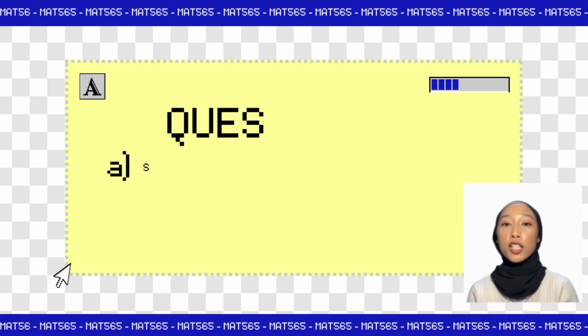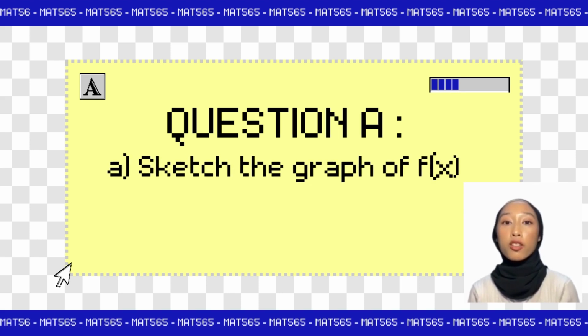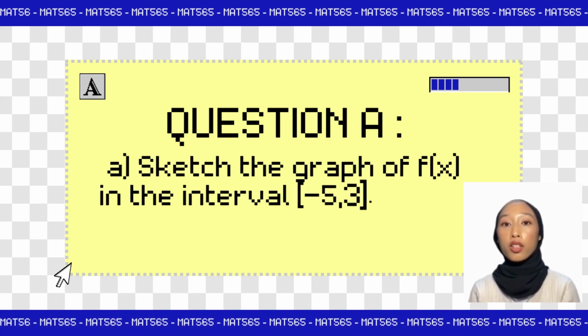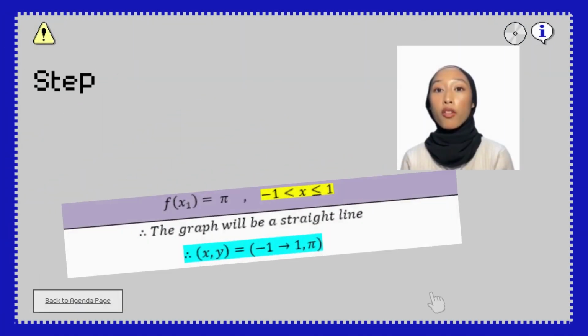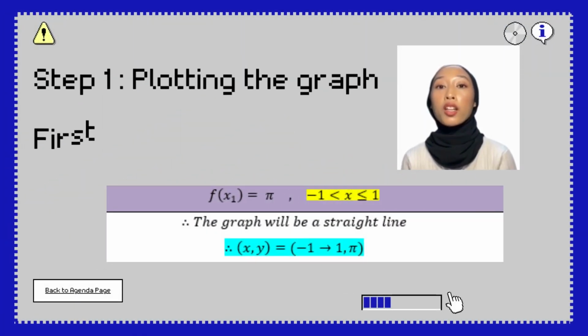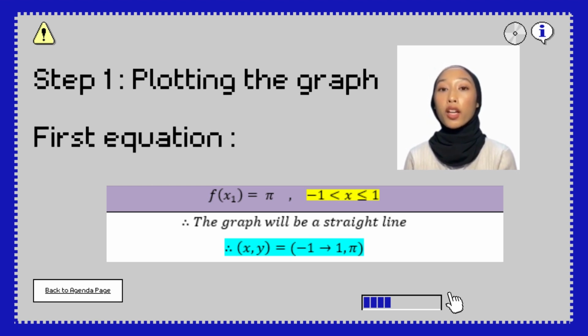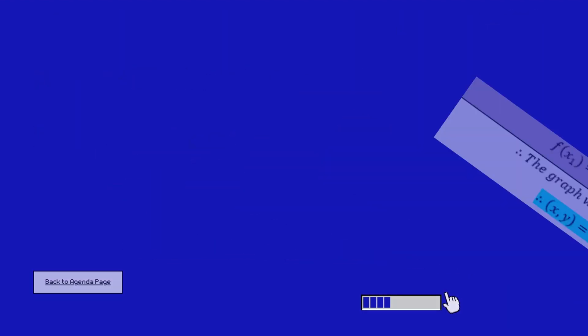The first question is question A, which asks to sketch the graph of f(x) in the interval of -5 until 3. Before we sketch the graph, we have to plot it by finding the coordinates of x and y from the equations given. The first equation given is f(x) equals pi x from -1 until 1. Therefore, the graph will have a straight horizontal line at -1 pi until 1 pi.